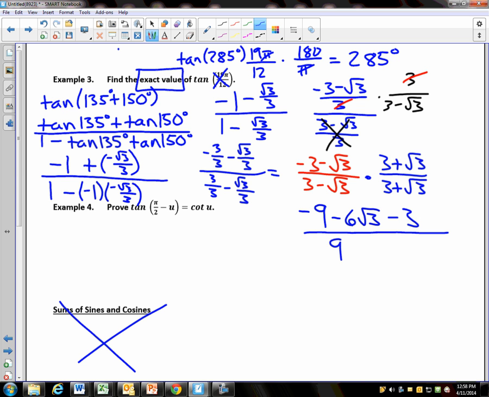So now I have negative root of 3 times root of 3 is negative 3. Negative 9 minus 3. Minus 6 roots of 3 over, what's 9 minus 3? 6. Can you divide off of 6? Whoop. Careful with that.